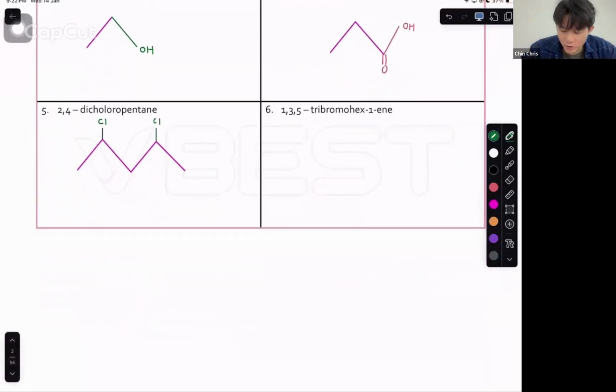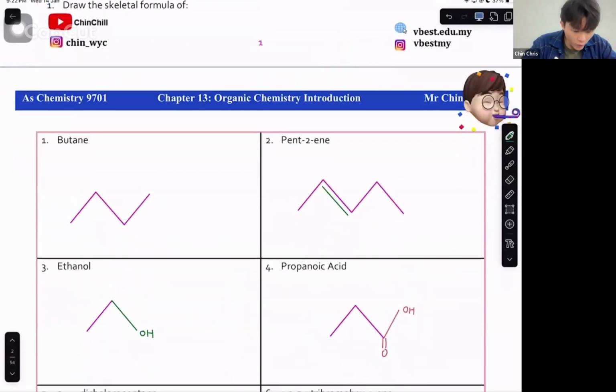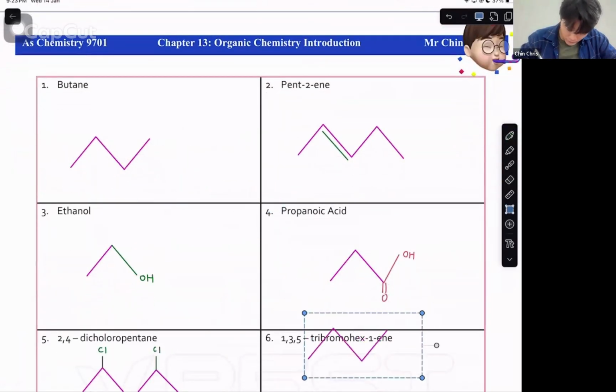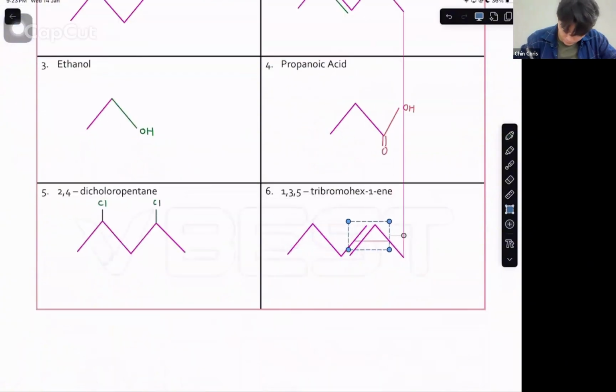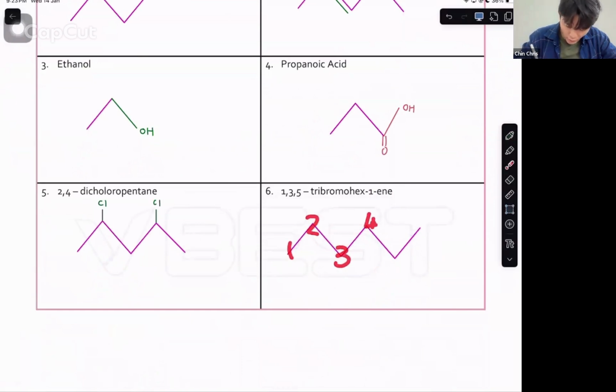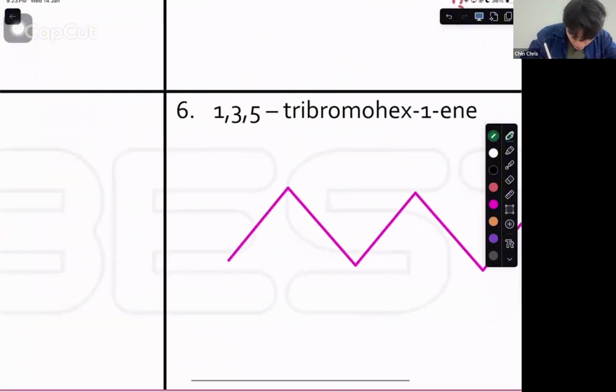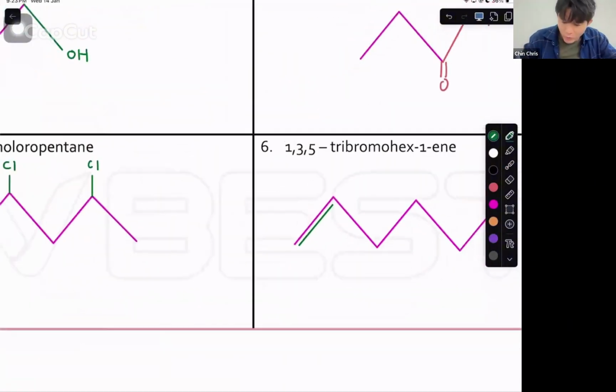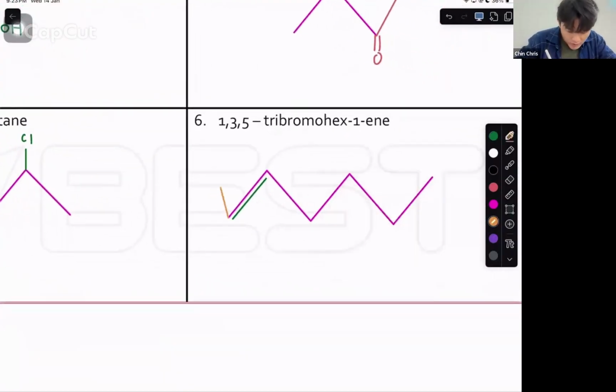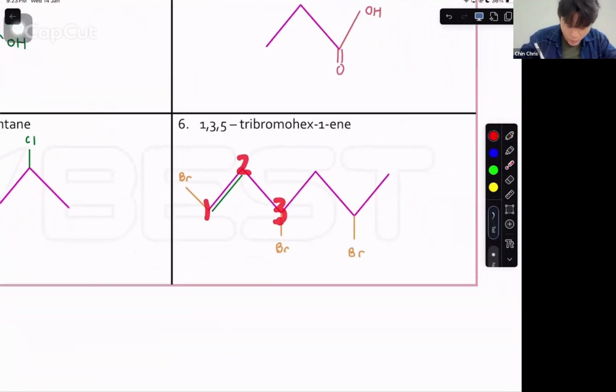Alright, finally, try tribromohex-1-ene. Hex is 6 carbons, so 1, 2, 3, 4, 5, 6. The 1-ene means a double bond between the first and second position. Then 1,3,5-tribromo, which means I have a bromo on the third carbon and a bromo on the fifth carbon. Done.